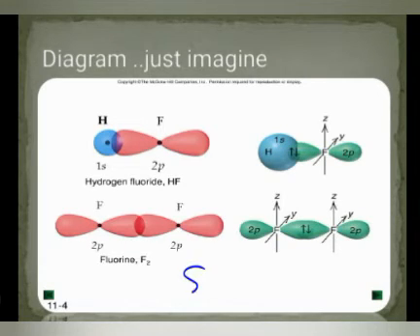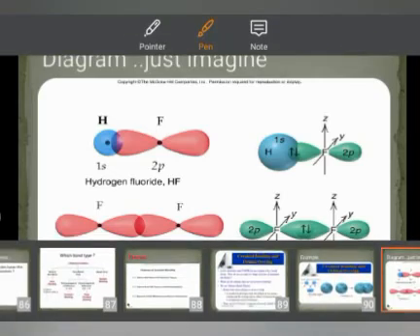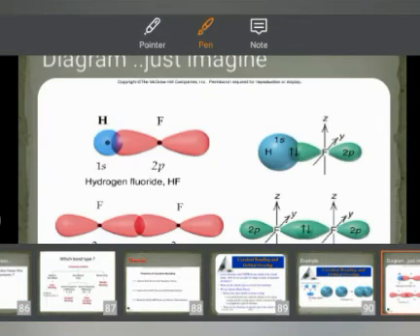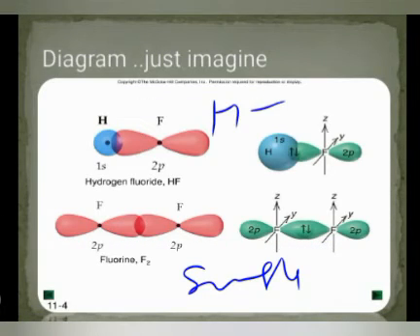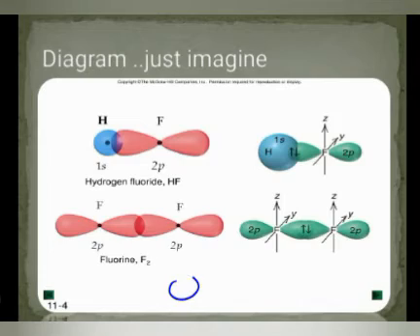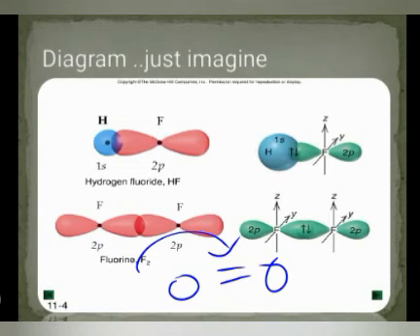Sigma bond means single bond. Between hydrogen and hydrogen there is a single bond. Between H and F there is a single bond. Between F and F there is a single bond. But when we do oxygen and oxygen, then it is a double bond. So how is oxygen-oxygen a double bond and hydrogen-hydrogen a single bond? Today we are going to learn that answer also.